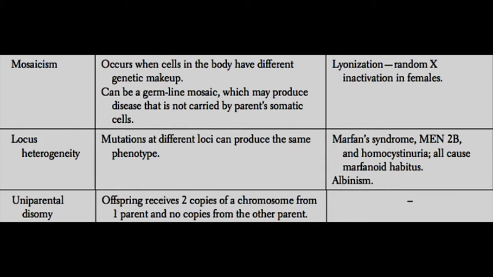Locus heterogeneity describes different loci that can cause the same symptoms. For example, Marfan syndrome is a problem of fibrillin, whereas Ehlers-Danlos is a problem relating to collagen, but they both have very similar presentation.